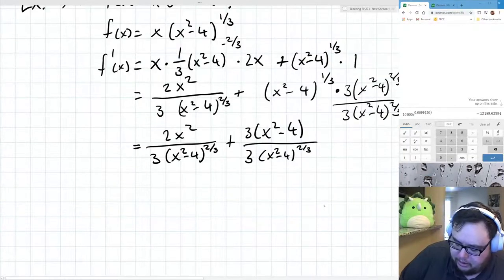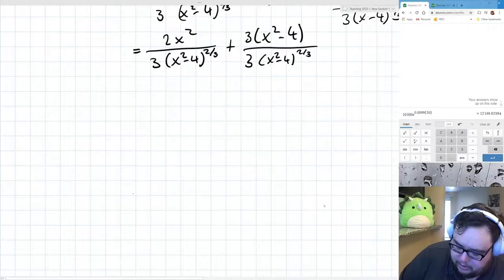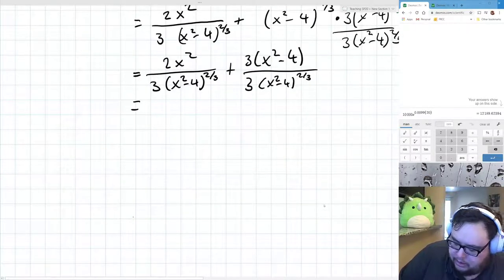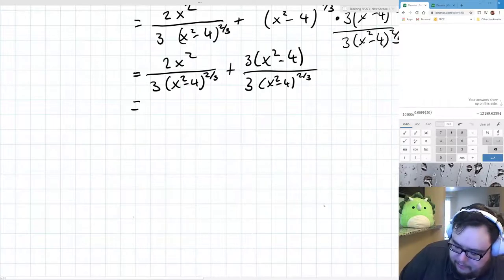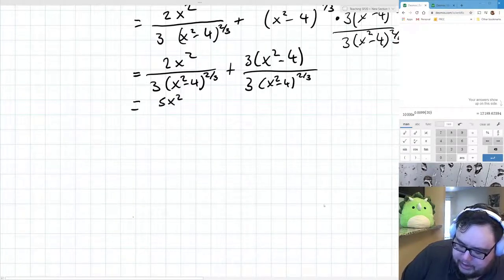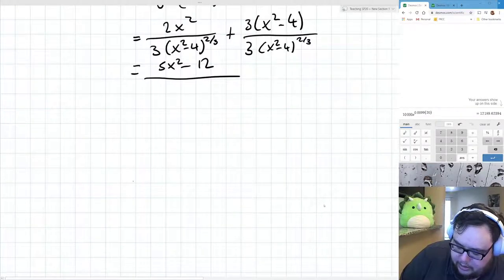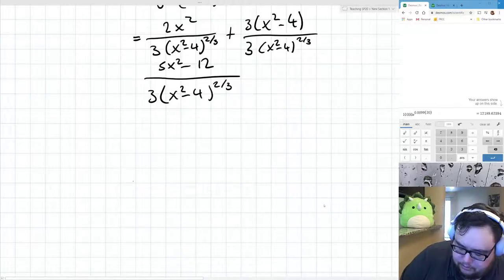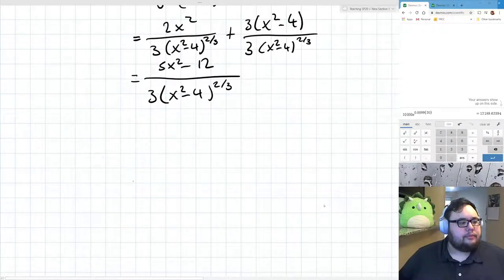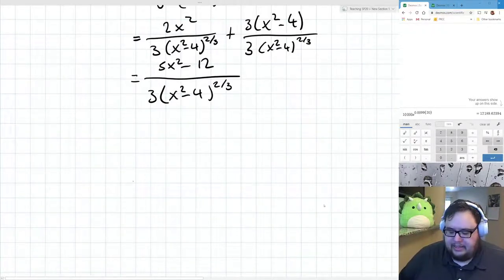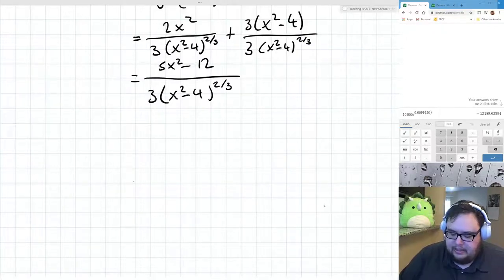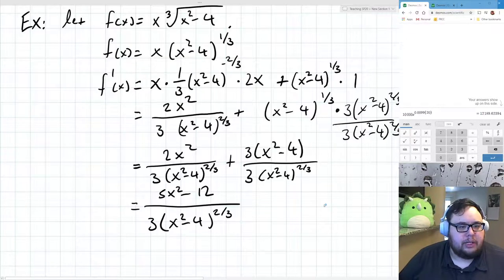And when we combine these all together, I think we end up with (5x squared minus 12) divided by 3 times (x squared minus 4) to the 2/3. So it was a bit of arithmetic. It was a little bit messy, but we got to something that resembles a useful form, right?